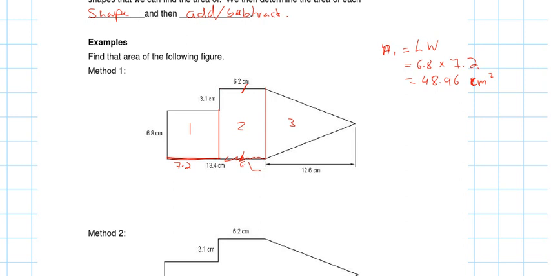Now, for the second rectangle, do you know both your length and your width? So what's my length and what's my width? Yeah, so I have 6.2, and what would be my length? 9.9, right? Because if you look at this, it's the 6.8 plus the 3.1.